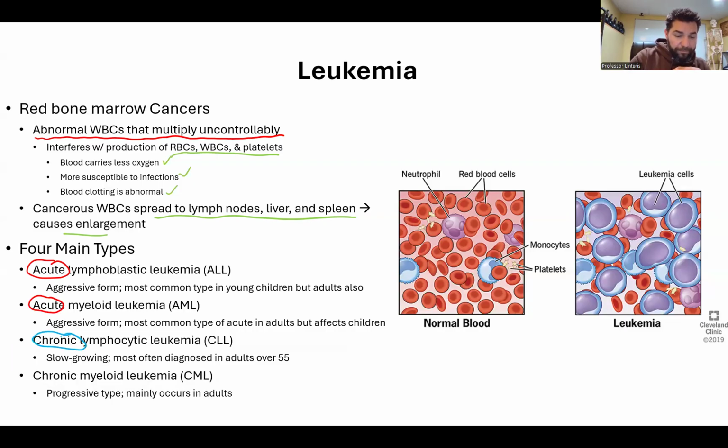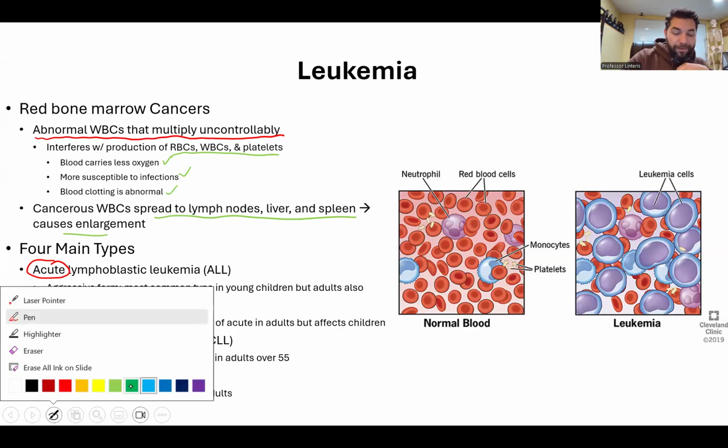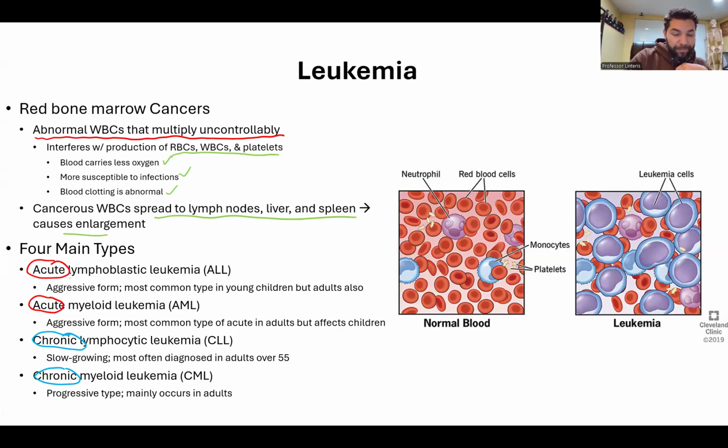or chronic. Acute means it's aggressive, fast growing, and comes on pretty quick, right? Acute means short. And chronic means it's usually long term, kind of prolonged, or it's been accumulating over time. And then the only other difference is what type of cells they affect. Are they lymphoblastic cells or are they myeloid cells?